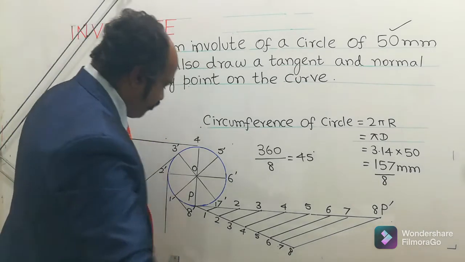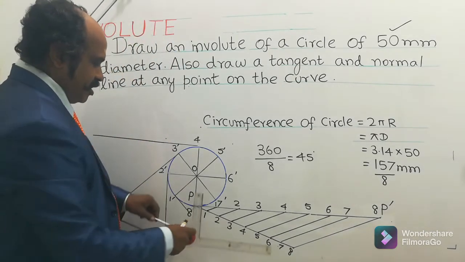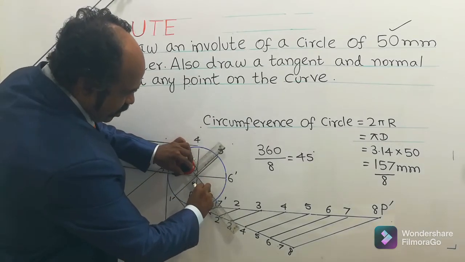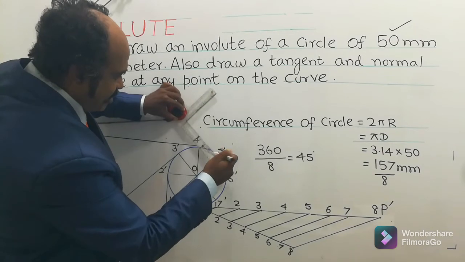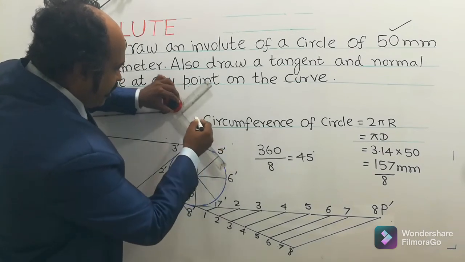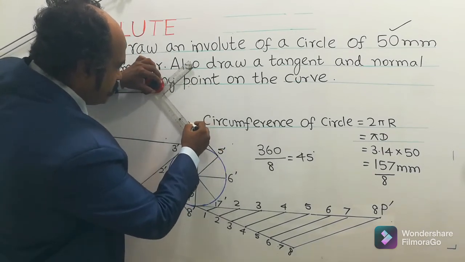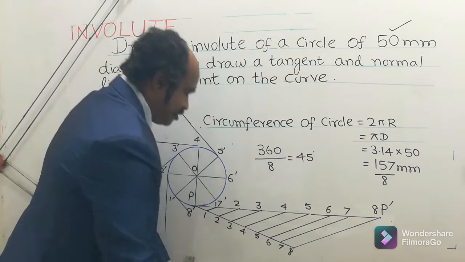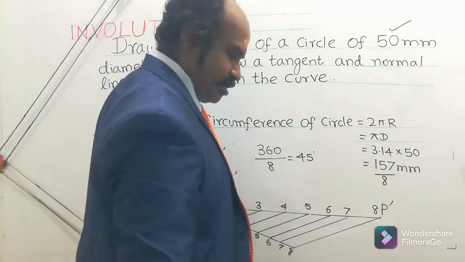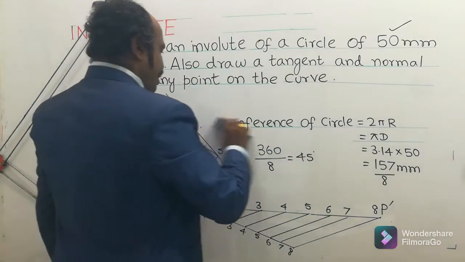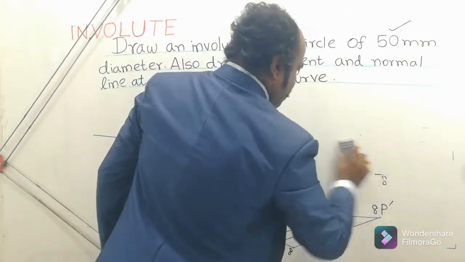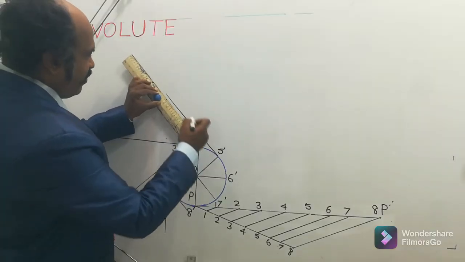The same principle is followed when you draw it on the drawing sheet. Next, O5 dash: place the scale here and draw a tangential line passing through 5 dash like this. Understand? Let me erase the calculation part due to insufficient space. But the students need not erase it; let it be on the side of the drawing sheet, the calculation line. Extend the tangential line for 5 dash.